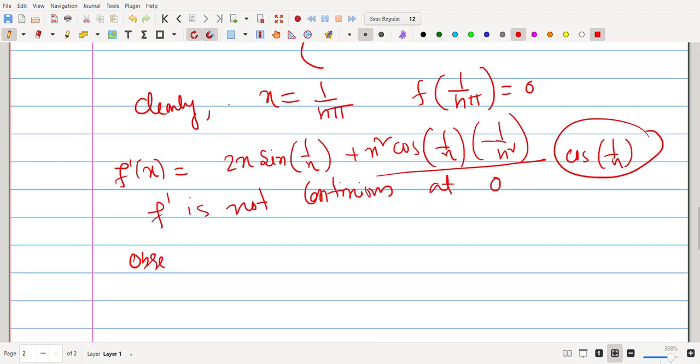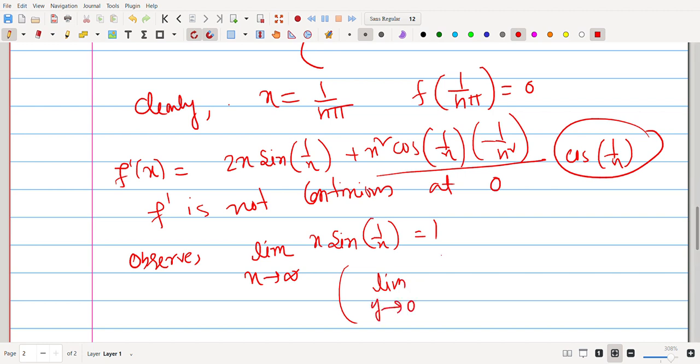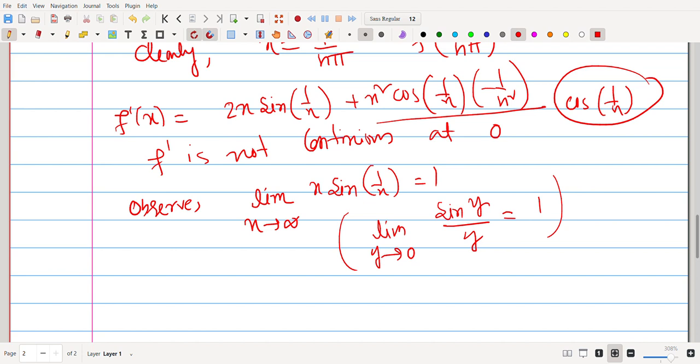So observe, the limit as x goes to infinity of x sine 1 by x is 1. Why? Because we can write it as the limit as y goes to 0. We know that the limit as y goes to 0 of sine y by y is 1. Now replace y by 1 by x. That means x goes to infinity, sine 1 by x by 1 by x, which is x sine 1 by x, equal to 1. Right? That means the limit as x goes to infinity of x square sine 1 by x is infinity.